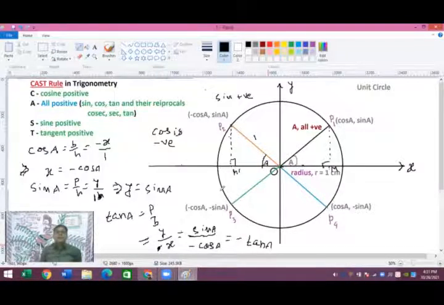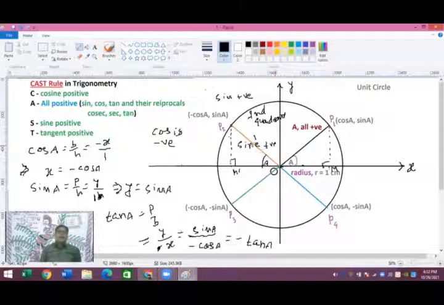That means what we have found in this case is that cos is negative and also tan is negative, but sine is positive. That means in the second quadrant, sine is positive.